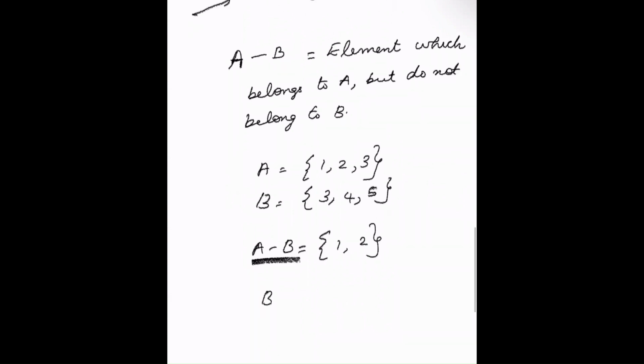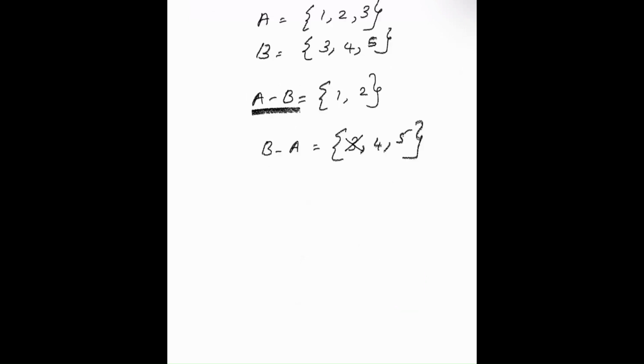What about B minus A? Elements in B, but not in A. So you have to remove elements belonging to B that also belong to A. Elements belonging to B means I have to write 3, 4, 5, but it shouldn't belong to A. Which one should I remove? 3, because 3 is present in A and B. So I have to remove that. So the answer is going to be 4 and 5.